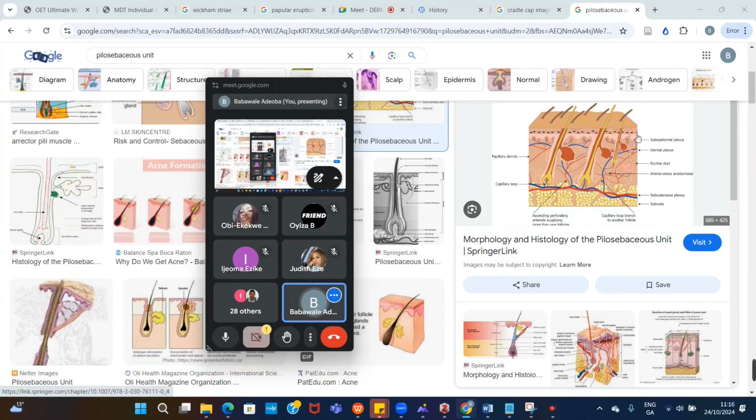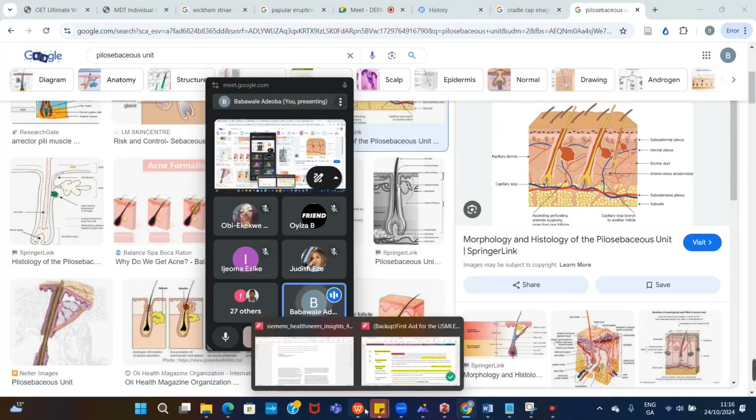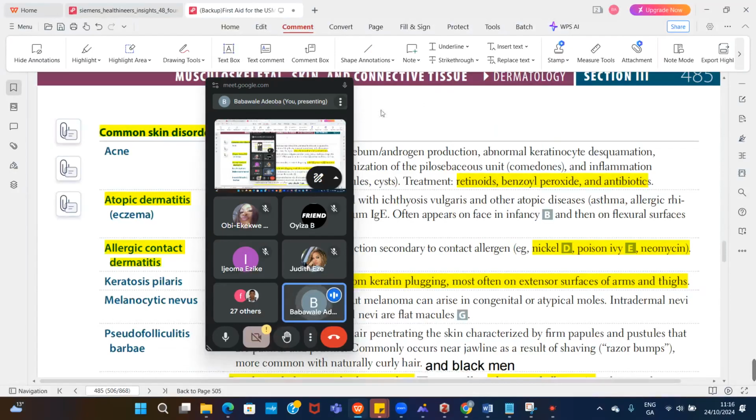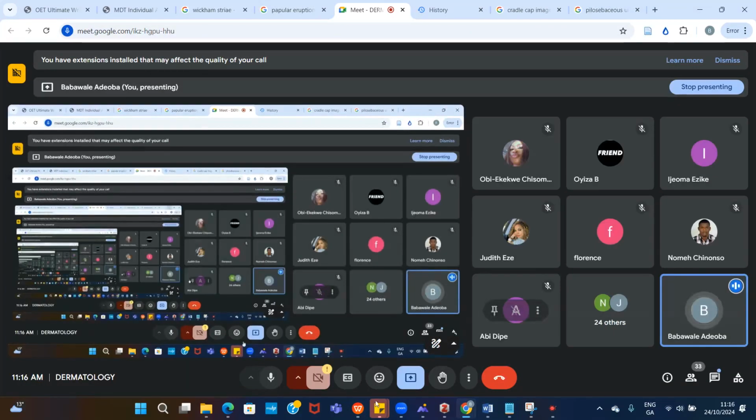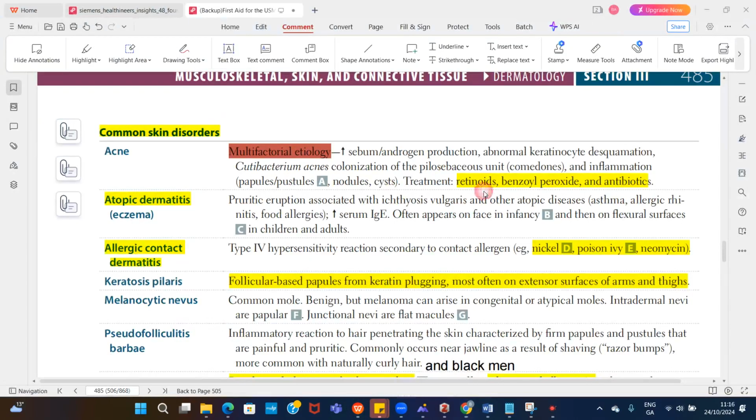The keratinocytes are interspersed here. They are proliferating normally, but there's a problem with their shedding. They don't shed and desquamate properly, and they can occlude this follicle. Coupled with the sebum that you are also producing, all of them are occluding the follicle. And when that happens, you are going to have a bacterial ingrowth into that area.